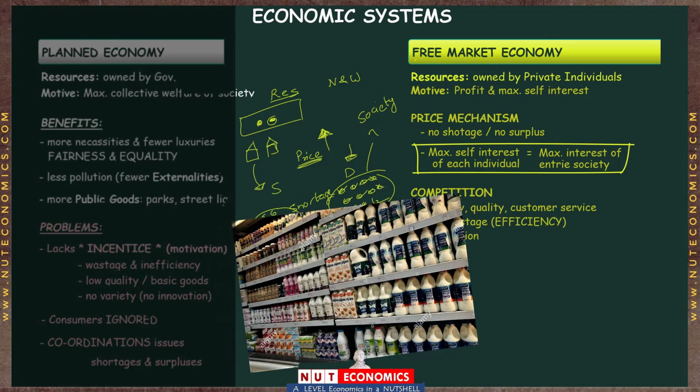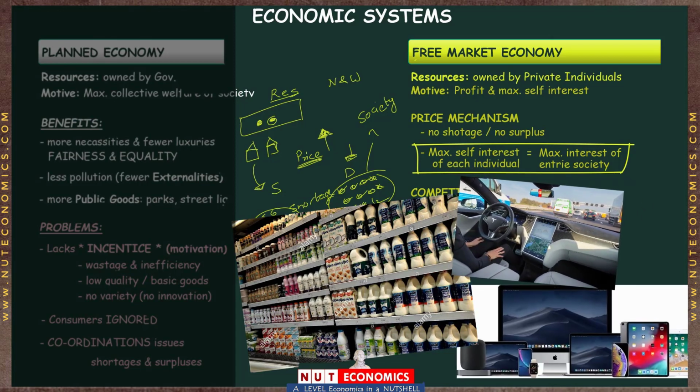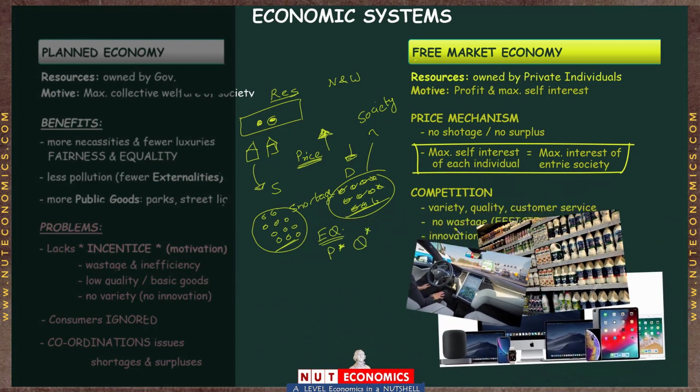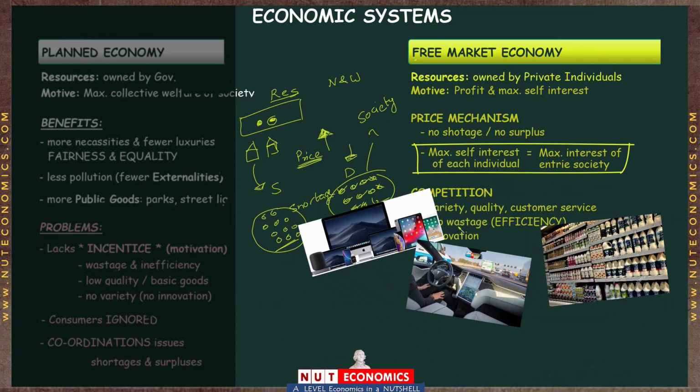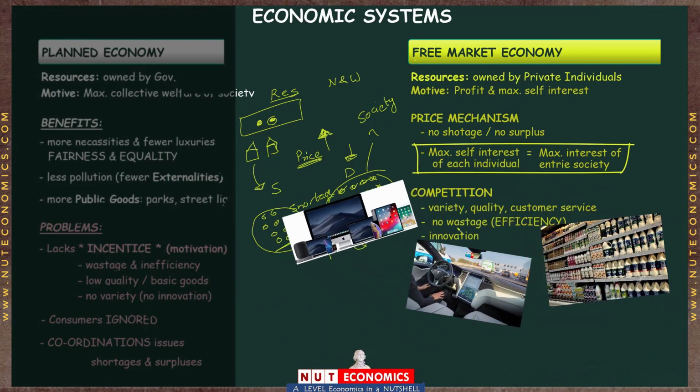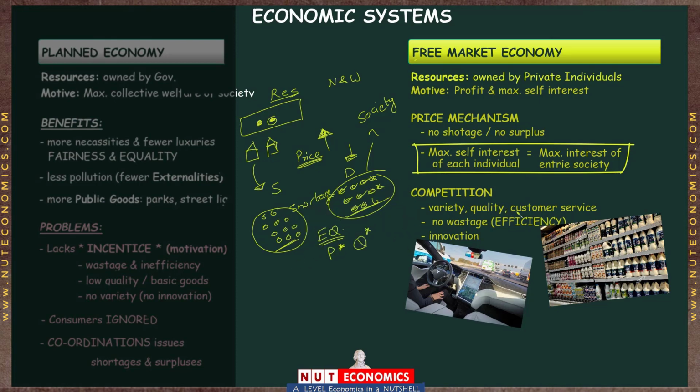Just think about the variety of different milk brands and milk flavors that you see on the shelves. Think about the competition and quality improvement that you see in the car industry and the IT industry and the laptop industry and so on and so forth. You see all of these things in most of the modern economies because most of the modern economies, they do work according to this free market economic system. So these benefits, they actually do materialize in reality.